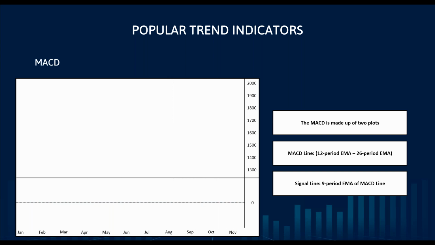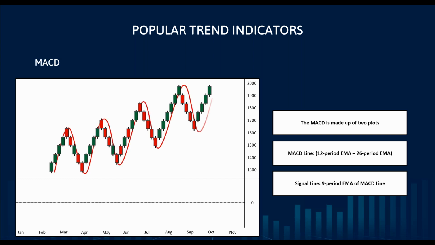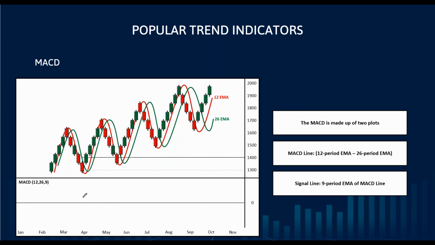So the MACD is really made out of 2 plots, right? We have price, which has the MACD line, which is the 12-period EMA, and then there's also the 26-period EMA. So the MACD line is basically the difference between the 12-period EMA and the 26-period EMA. So let's say the difference over here is plotted below. So you get 1 point, the difference at this point.